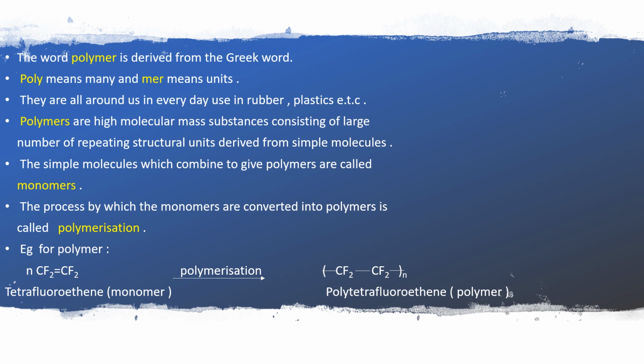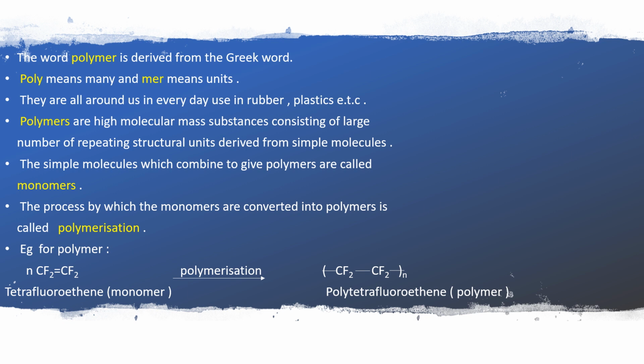Let us see the introduction part of the polymer. The word polymer is derived from the Greek word where poly means many and mer means units. So the polymer means many units. They are all around us in everyday use in rubber, plastics, etc. So these polymers are high molecular mass substances consisting of large number of repeating structural units derived from simple molecules.